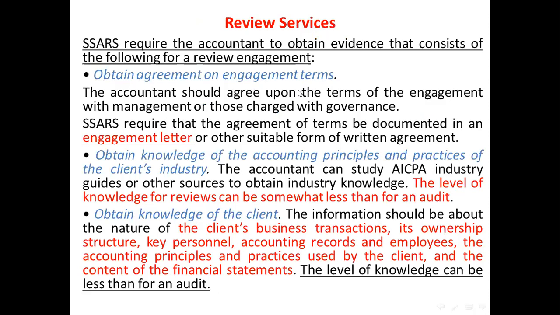If you remember, the first step to conduct the audit is that the auditor will accept the client. But before accepting the client, the auditor will receive an engagement letter. This engagement letter contains the objectives of the audit. In the case of a review of the financial statements, the objectives of reviewing the financial statements must be clear in the engagement letter.